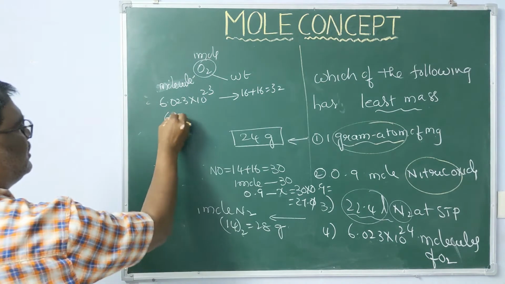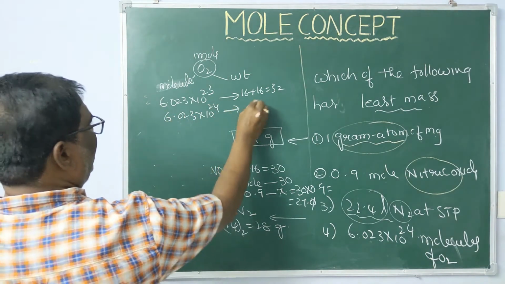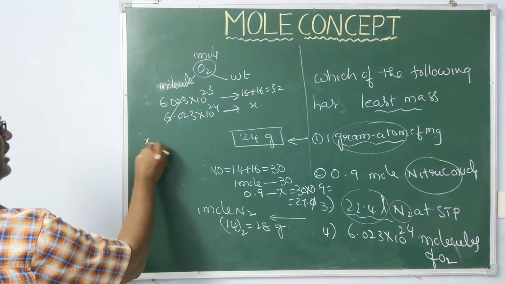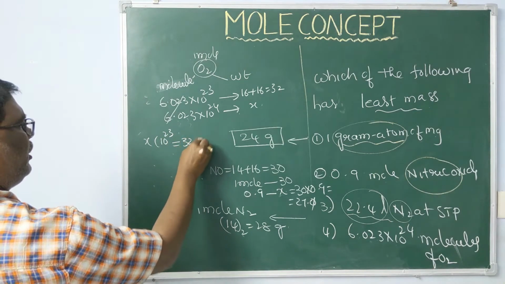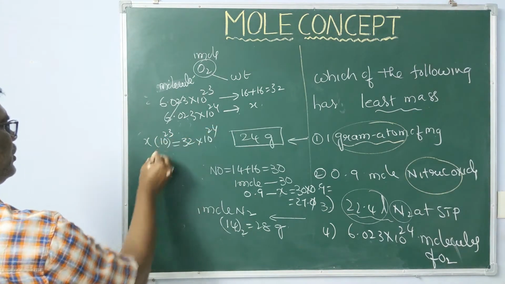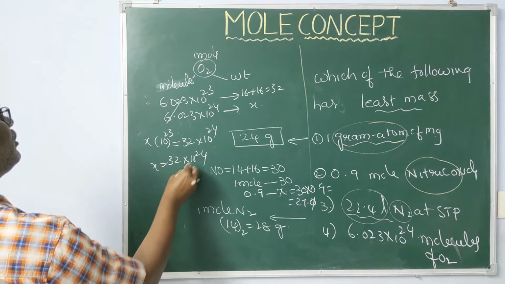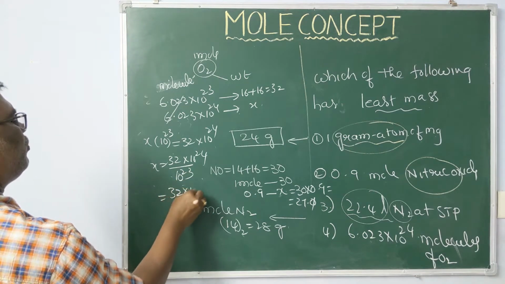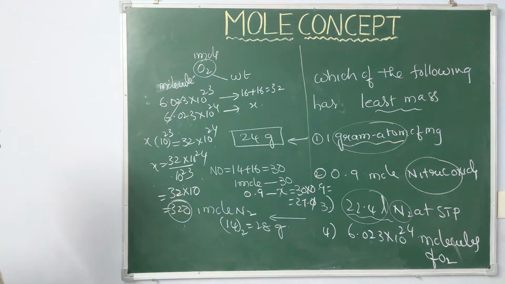That means 6.023 into 10 power 24 weight is x. Now these two are also cancelled. Now x into 10 power 23 is equal to 32 into 10 power 24. So x is equal to 32 into 10 power 24 by 10 power 23. 32 into 10, that means 320 grams we are getting.